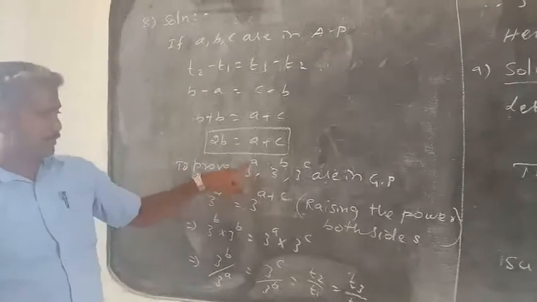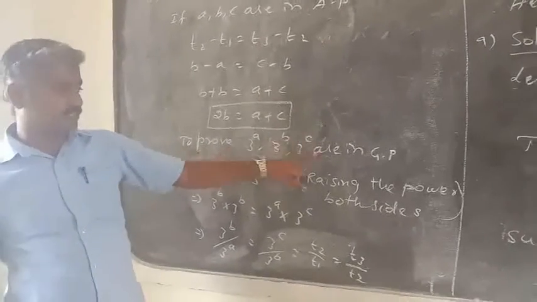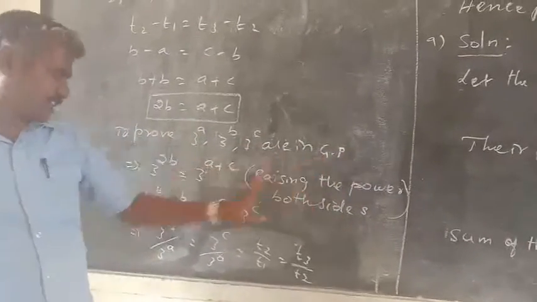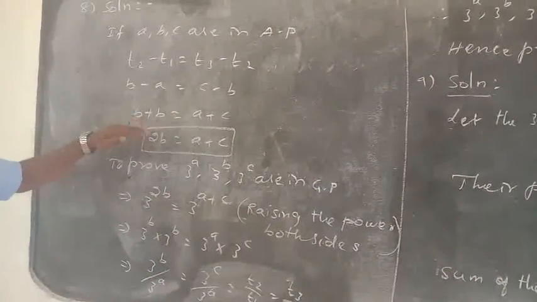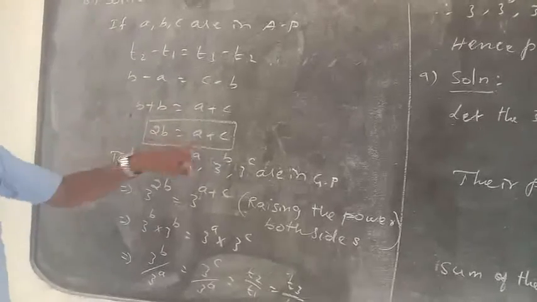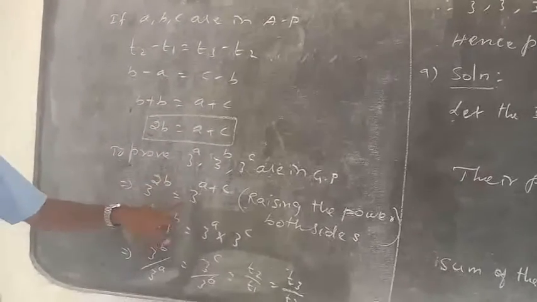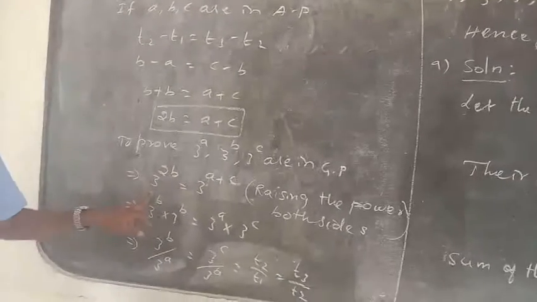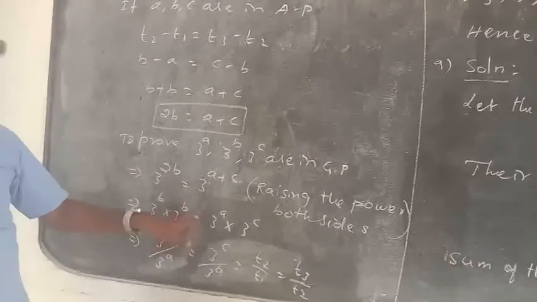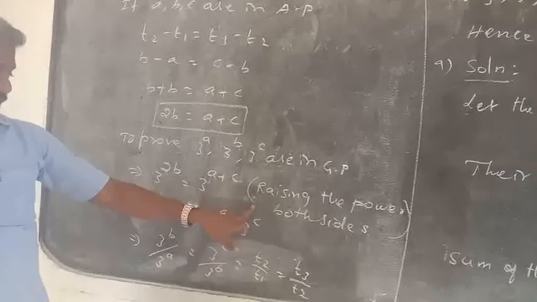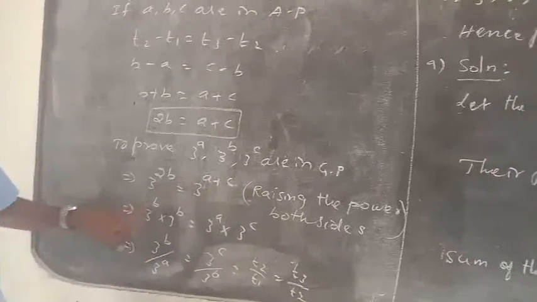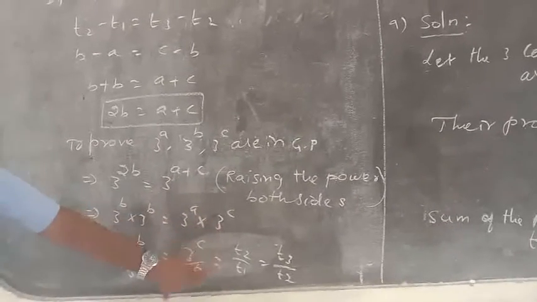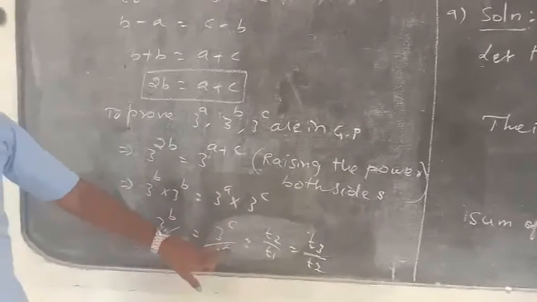Prove that 3 power A, 3 power B, 3 power C are in GP. GP means geometrical progression. So now consider raise the powers of both sides. This 3 power 2B equal to 3 power A plus C. 3 power 2B means 3 power B into 3 power B is equal to 3 power A into 3 power C. Now this one 3 power B multiple convert to this side divide. This one multiple convert to this side divide. 3 power C by 3 power B.